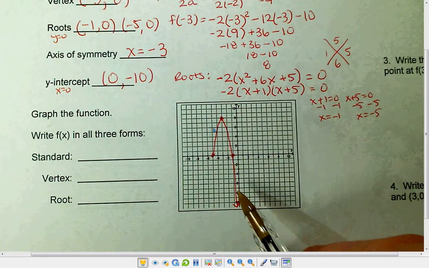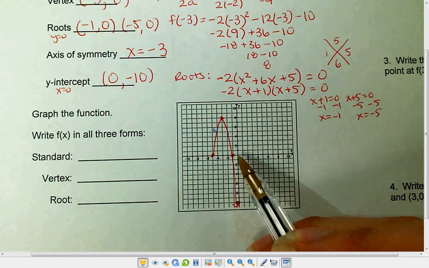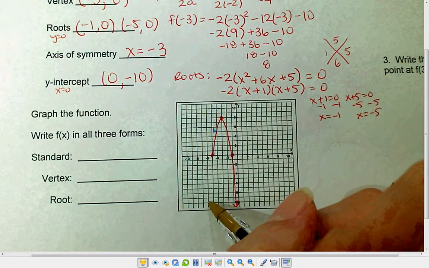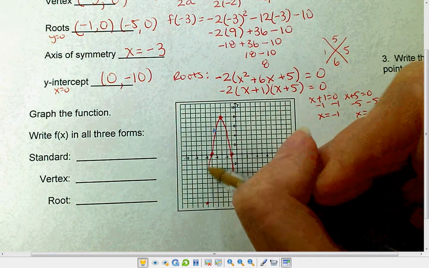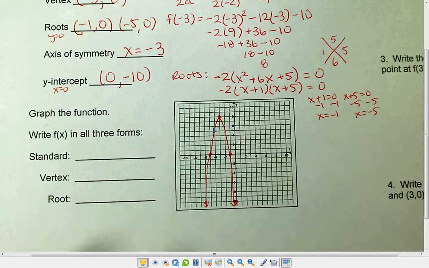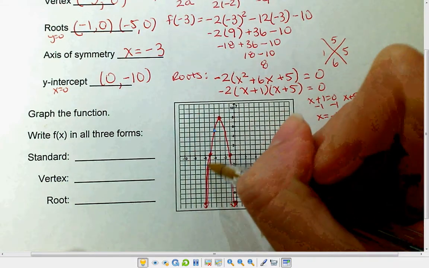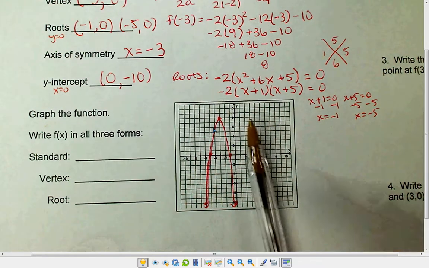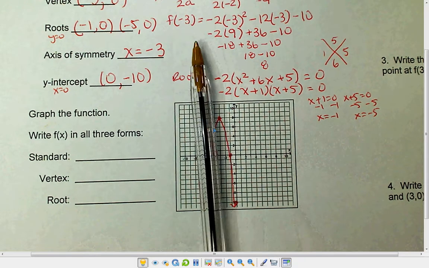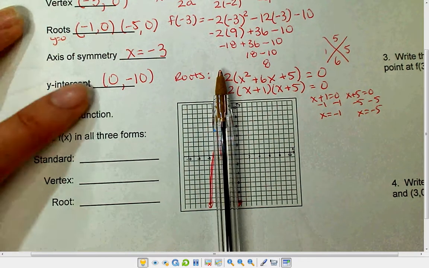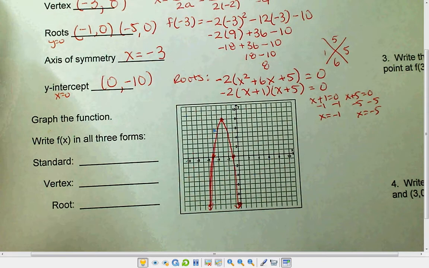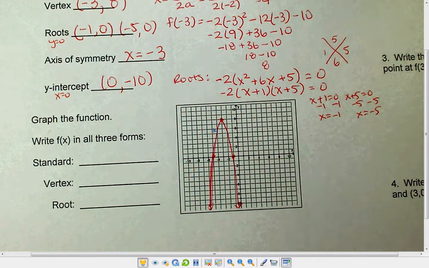And because it's symmetric, since from here to here this one's going down to 10, on this side it's also going to be going down to 10, because it's symmetric across the line, in this case x is equal to negative 3. That's my axis of symmetry. Okay, so let's write our three forms.